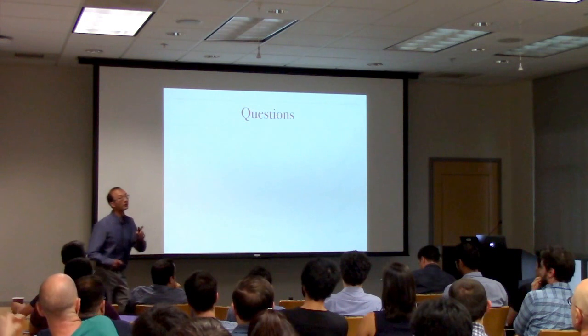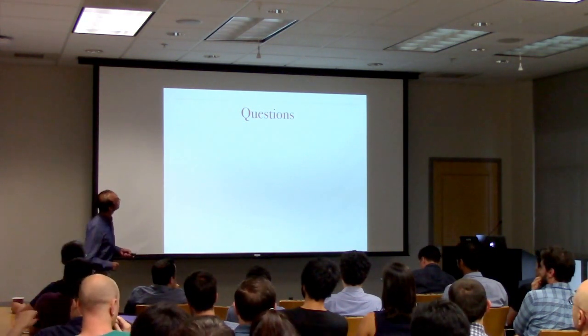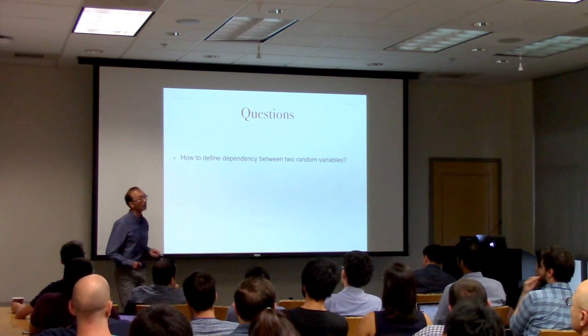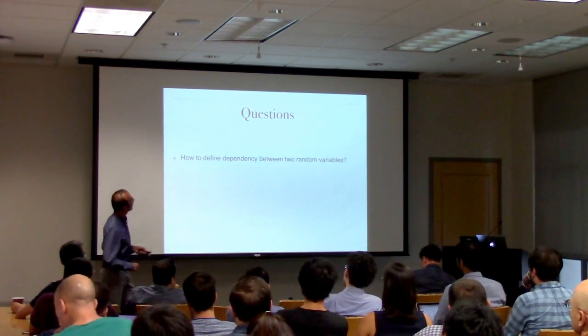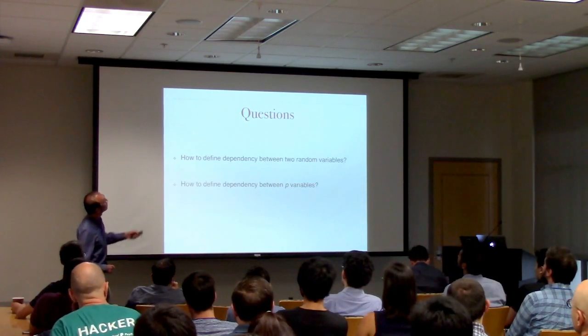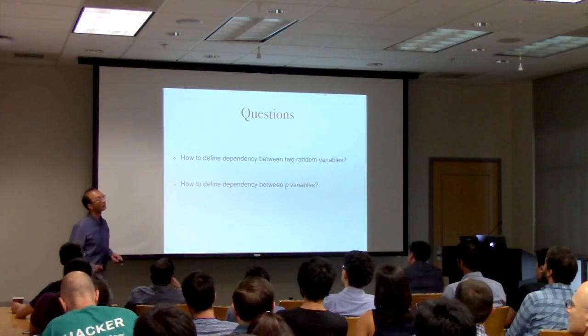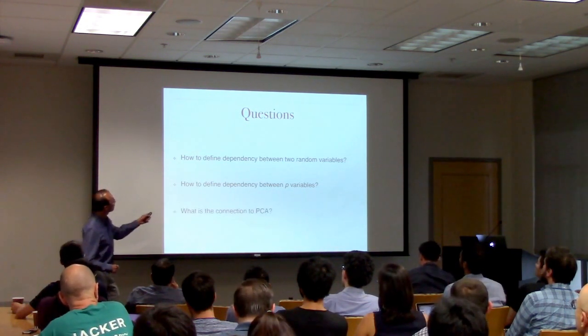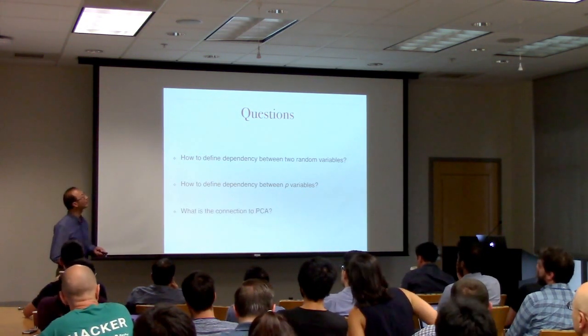Okay, so here are the 3 questions I want to address in this semi-tutorial. One is, if you have 2 random variables, what's a natural definition of dependency? Two is, if you have more than 2 variables, say p variables, how do you define dependency? And three is, what is the connection to PCA?